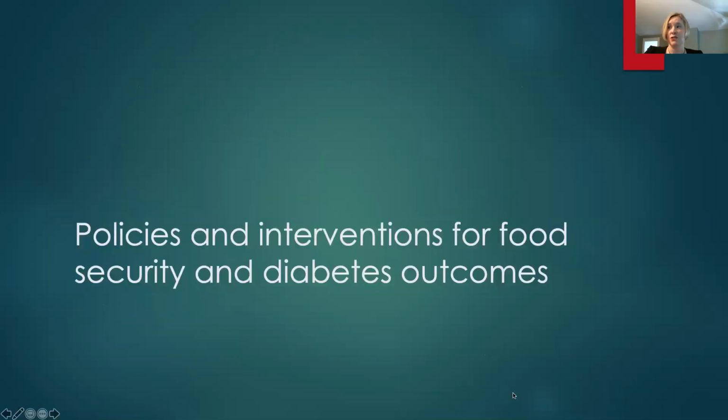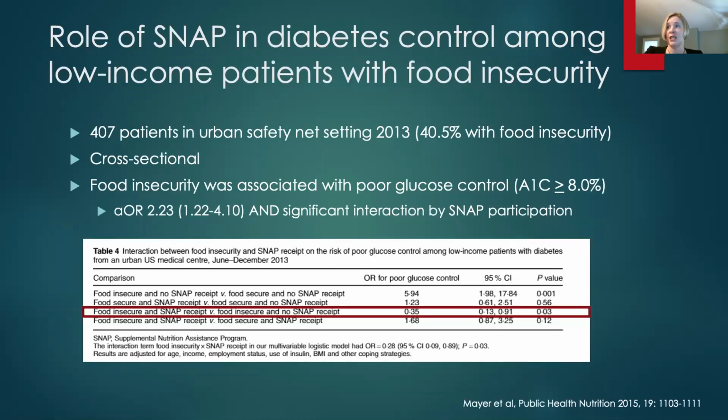Given that we see a clear association between food insecurity and risk for diabetes, as well as diabetes control in cross-sectional studies with a persistence over time in a prospective cohort, we might hypothesize that policies or interventions to mitigate the impact of food insecurity might be associated with improved control. One such study in a low-income population, again with high rates of food insecurity at 40%, looked at the effect of receiving supplemental nutrition assistance program benefits in mediating the association between food insecurity and poor glucose control.